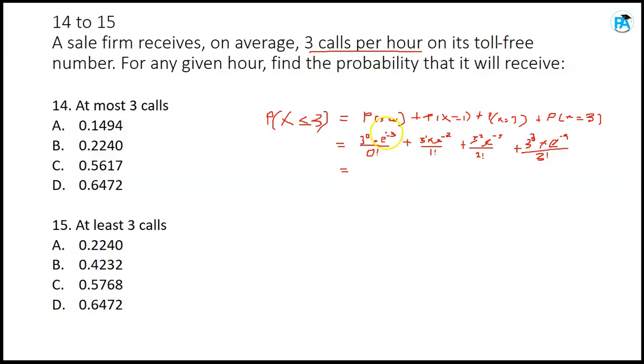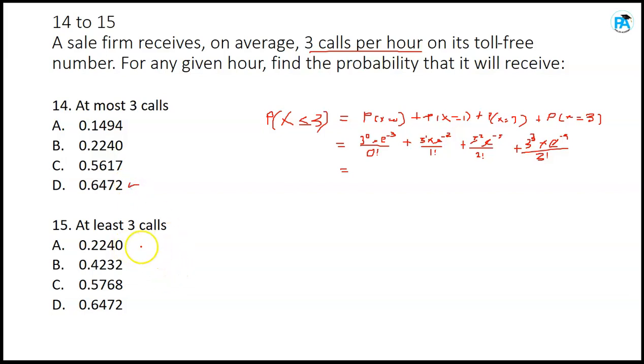0.0498 for this. Then when you calculate this, you get 0.1494. When you calculate this, you get 0.2240. And this two, you get 0.2240. So when you add them together, you get 0.6472. So the correct answer for it is D.